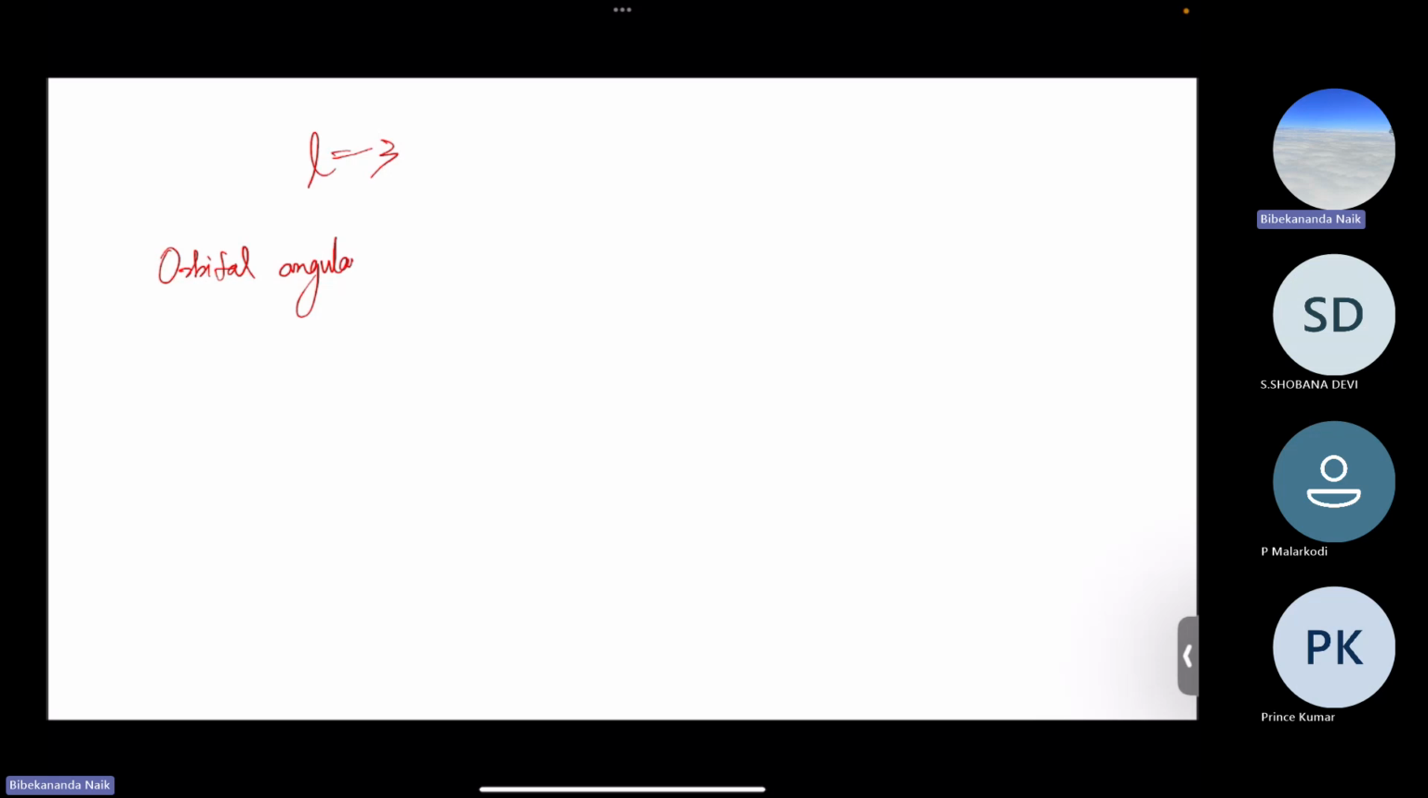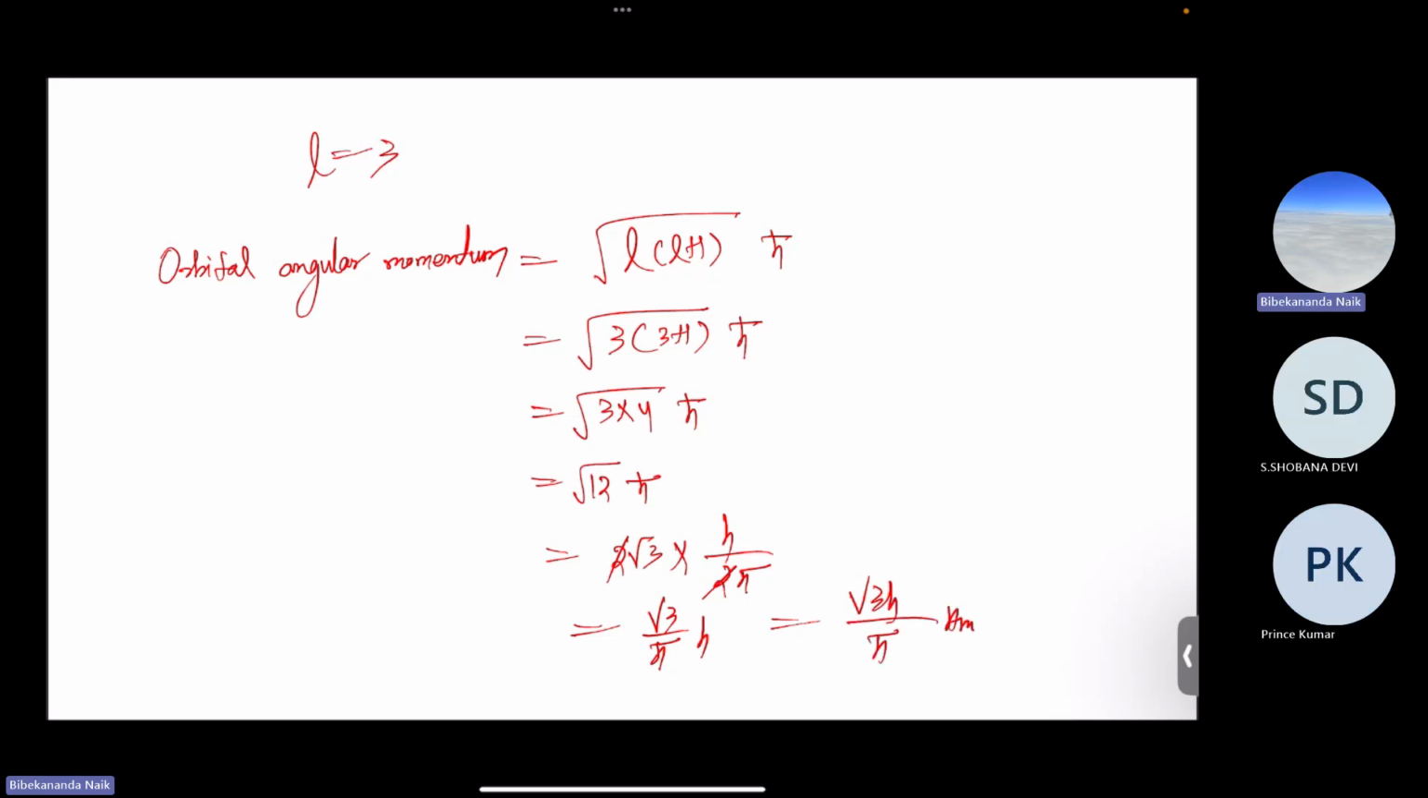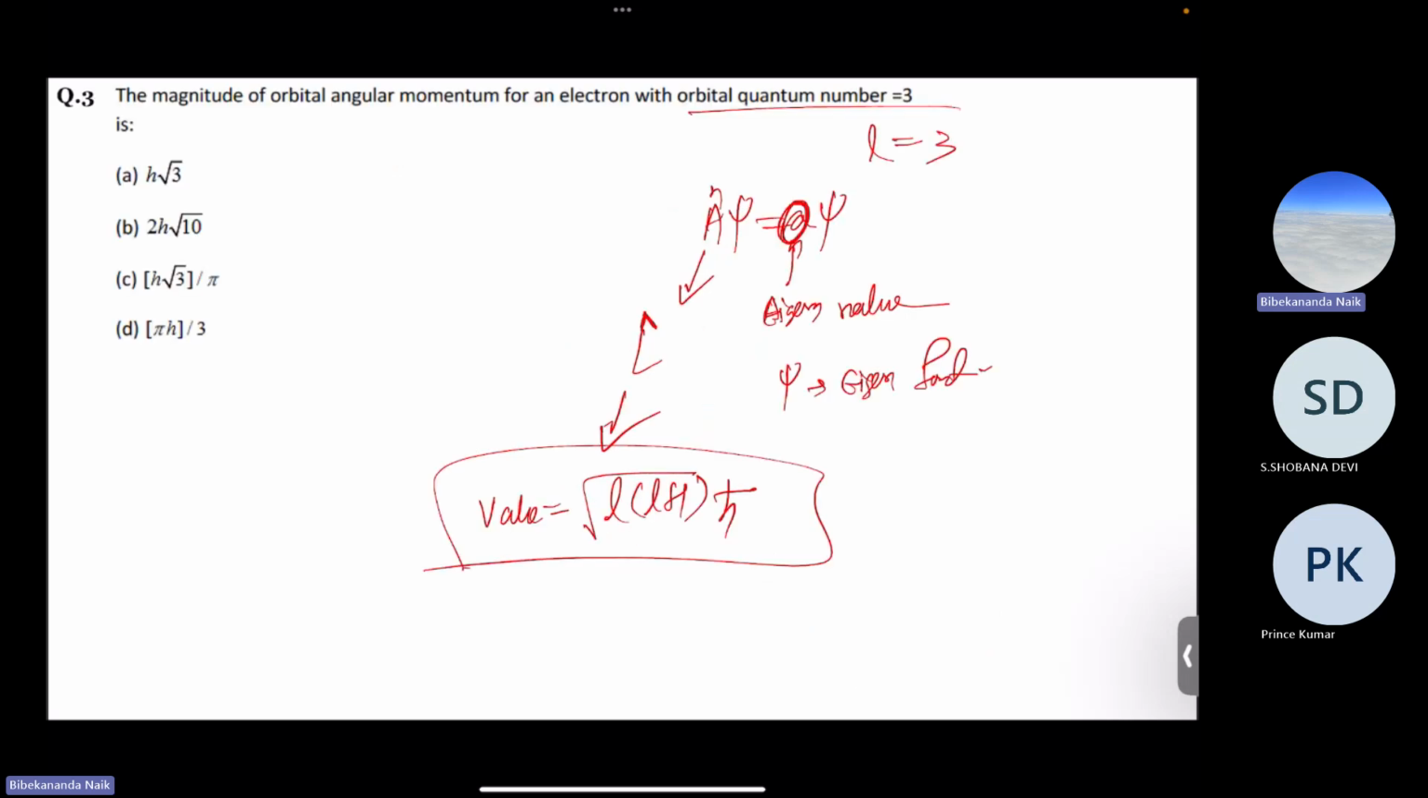The orbital angular momentum will be root L into L plus 1 times h cross. It will be root 3 into 3 plus 1, root 3 into 4, that is root 12 h cross. Root 12 means it is 2 root 3. So 2 root 3 into h cross, which is h by 2 pi. So 2 gets cancelled out. It is root 3 h by pi. So root 3 h by pi is the correct answer. So the correct option is option C, root 3 h by pi.